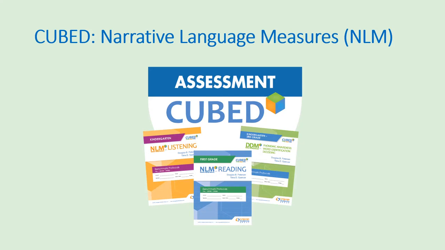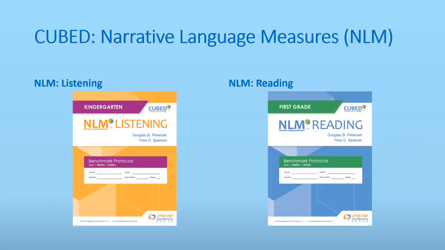But I love it. And here's where I would suggest that if this is new to you, this is where you would start. So there's three things that come in the CUBED. We have the narrative language measures, the listening. We have narrative language measures, reading. And then we also have the dynamic decoding, the DDM measures. So specifically for the purpose of social emotional vocabulary, let's take a look at the NLM listening. So the one on the left, specifically a kindergarten benchmark. And then we'll also take a look at how do we embed and how can we measure social emotional vocabulary in the NLM reading? We'll look at the reading benchmark for first grade.